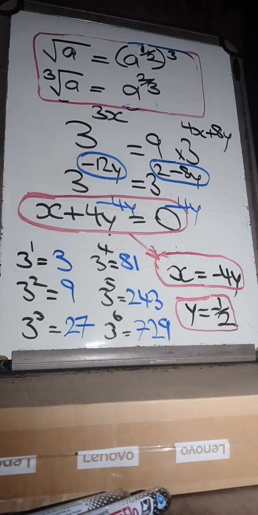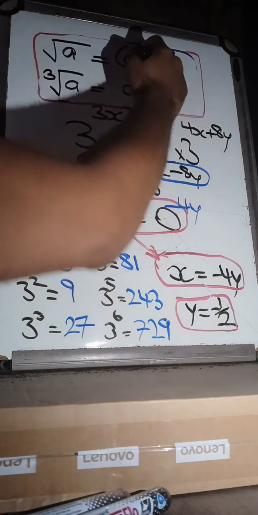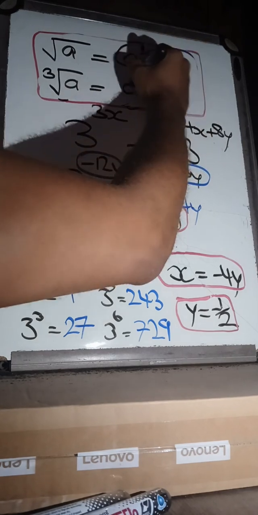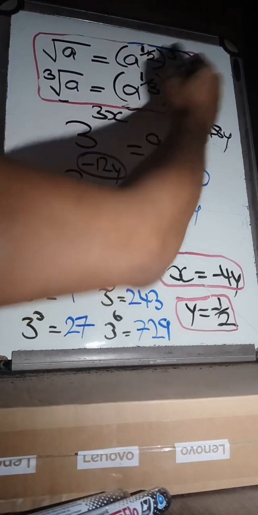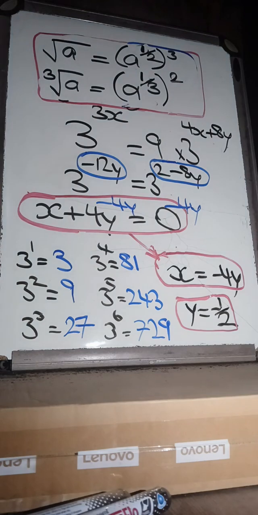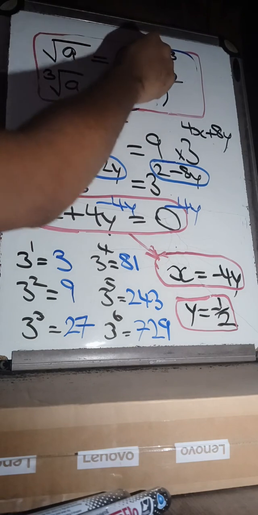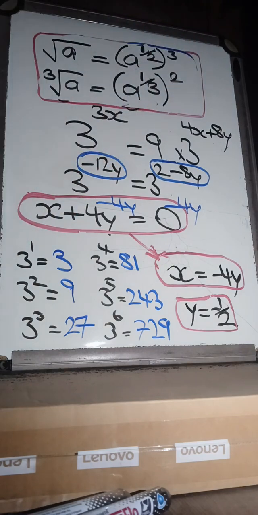the a raised to the 1 over 2 has a 3 on the outside. And the a raised to the 1 over 3 has a 2 on the outside. So what that basically means is, the first thing you do, cube root it, then square it. Or, first thing you do, square root it, then cube it.